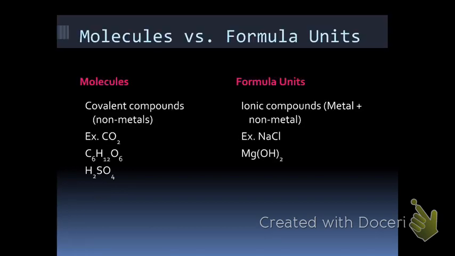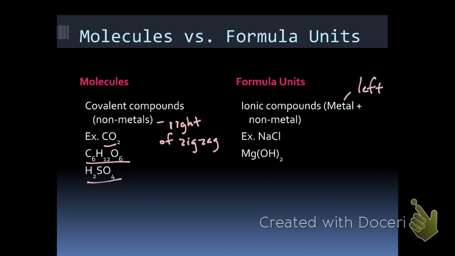Before we continue with mass, we need to know the difference between a molecule and a formula unit. Basically, a molecule is a covalent compound. Remember, covalent compounds are between nonmetals. So here we have carbon dioxide. Nonmetals are anything to the right of the zigzag, and a metal is to the left of the zigzag.